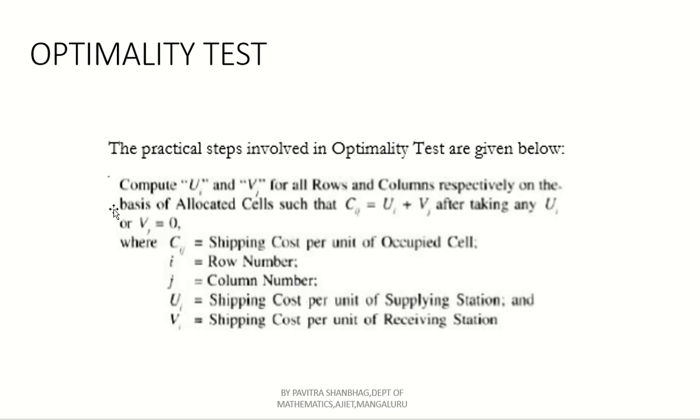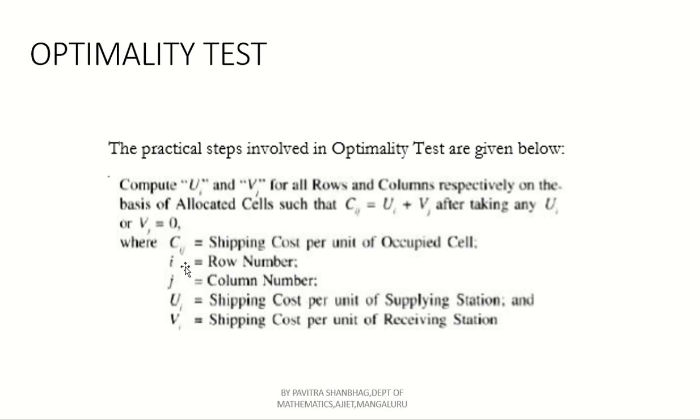Now, optimality test. The practical steps involved in optimality tests are given below. First, compute Ui and Vj for all rows and columns respectively on the basis of allocated cells such that Cij equals Ui plus Vj. What is meant by Ui and Vj? That is row-wise and column-wise elements. Okay. Now, take any Ui or Vj equal to 0. How to fix Ui or Vj as 0, we have to discuss later.